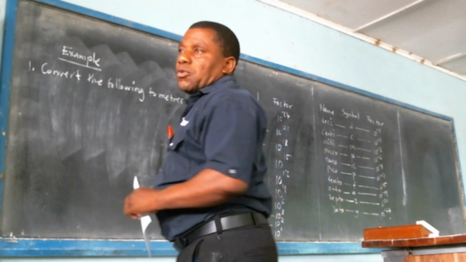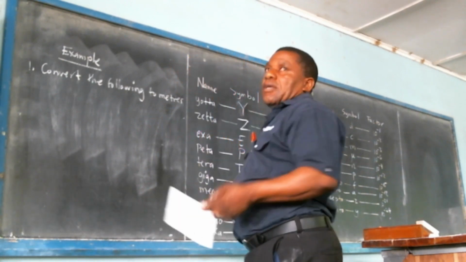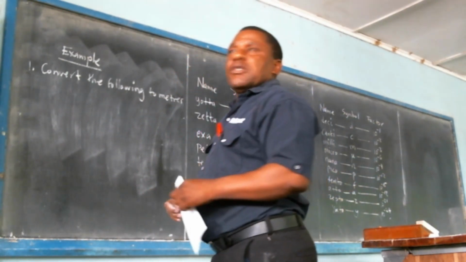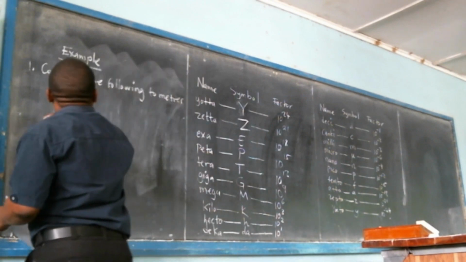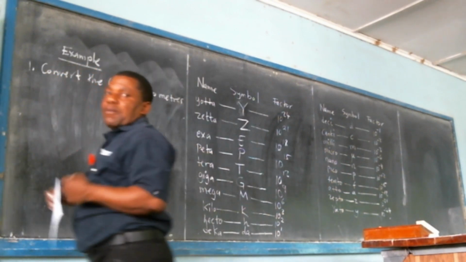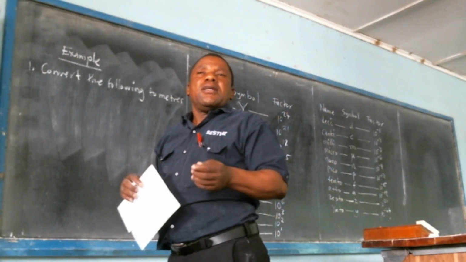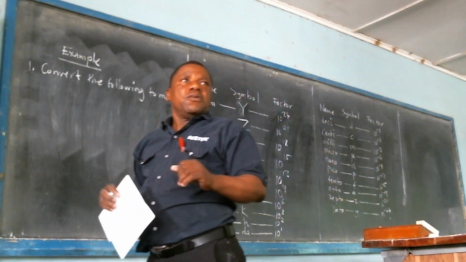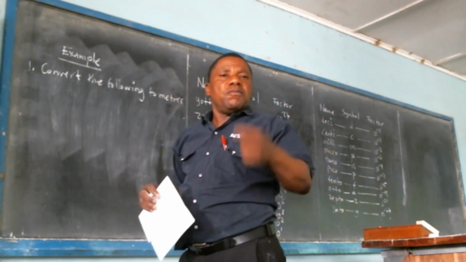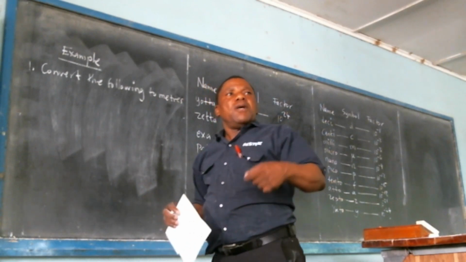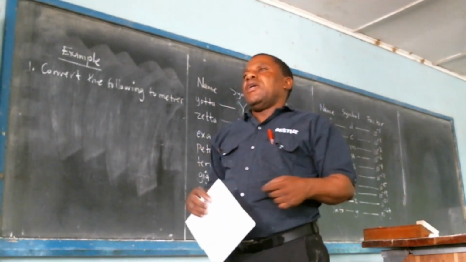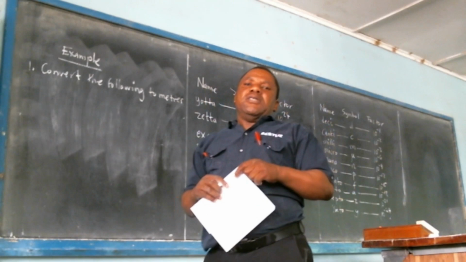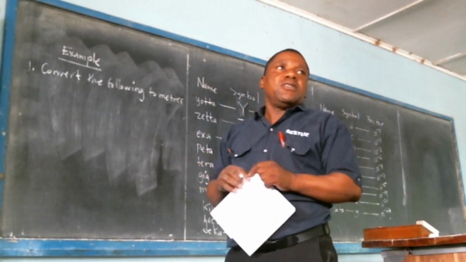We are going to convert some of the given units to the SI unit, which is the meter. We use examples of length, but the same procedures we are going to look at can be applied to mass, temperature, or other quantities in physics. These prefixes can be applied.